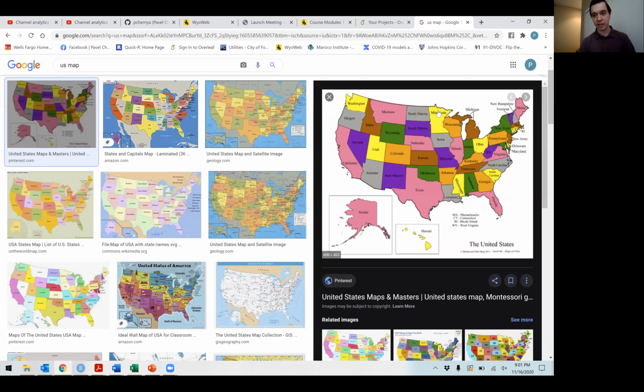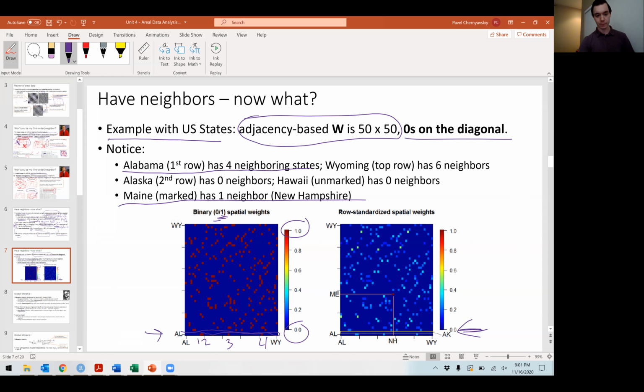Let's flip back to our US states, and I will move myself. Maine out here in the Northeast is very close to touching, looks like Massachusetts, but it is not. It does not share a vertex with Massachusetts, so New Hampshire is its only neighbor. Now, here are the row standardized spatial weights. So the spatial weights are 1 over number of neighbors.